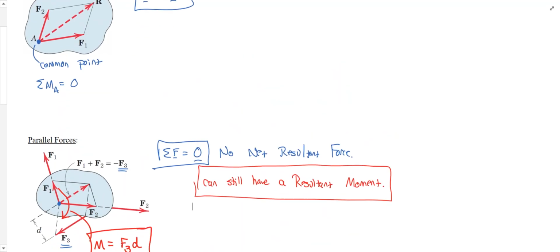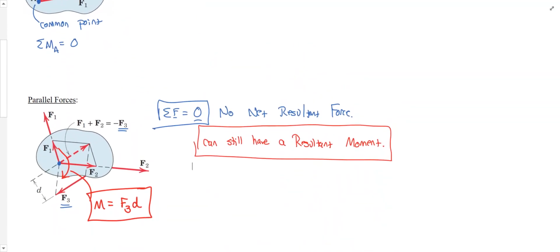All right, that's it as far as resultants are concerned, and we'll work a bunch of examples so you get comfortable with it. All right.